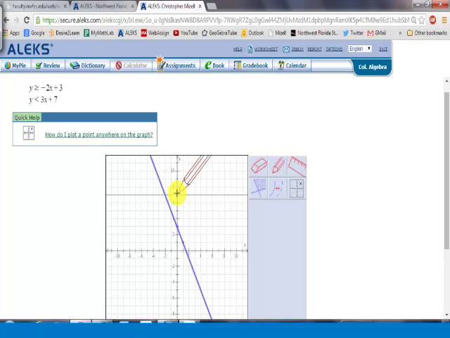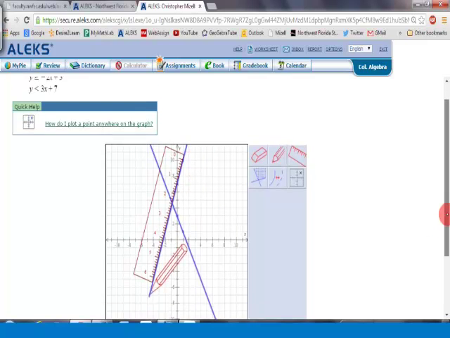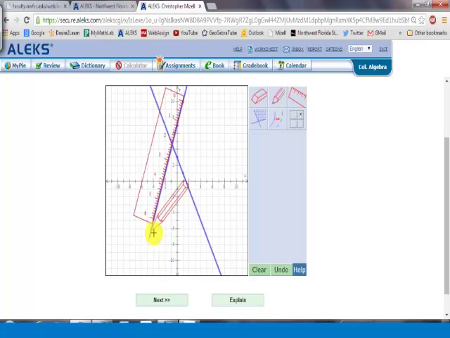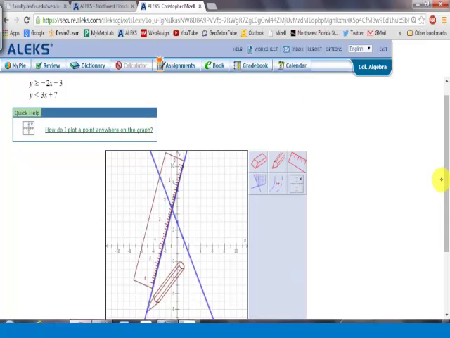So how about 0, 7? And the slope of +3, we could go 3 up and 1 to the right, like that. And then the ruler, and then the pencil, and what's the deal? There we go. And then make it broken, because y is strictly less than 3x plus 7.